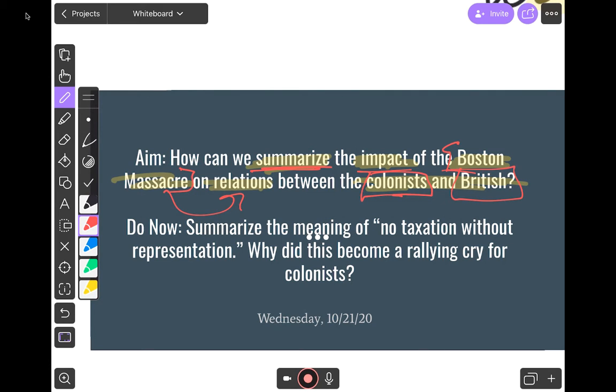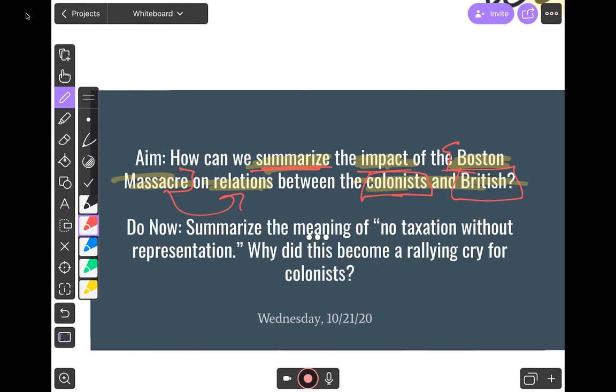All right, we've talked about how this unit is really kind of looking at a series of dominoes that are falling between the colonists and the British. Right? And we're looking at events or instances where tensions rise as a result of some problem or issue that arises between the colonists and the British.